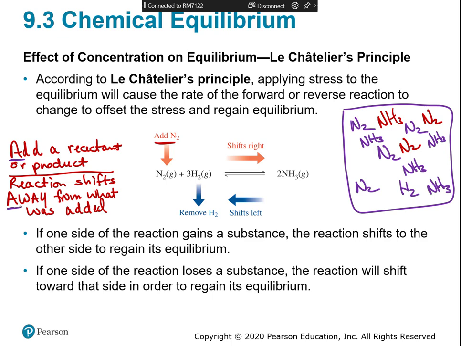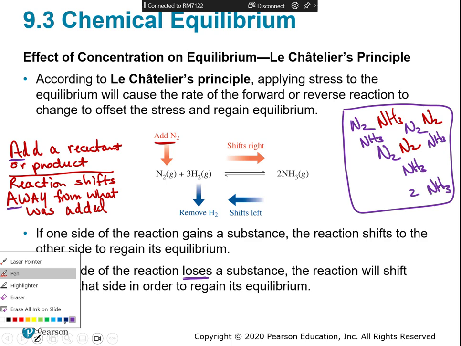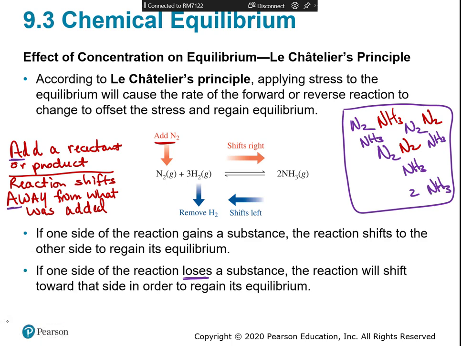He found the exact opposite, though, if he took something off. So if he took away reactant or product. If I was going to remove, I didn't want to remove hydrogen, I was just going to remove nitrogen. Well, they removed hydrogen in the example. So keep the N2. But if I take this hydrogen out, now there's no hydrogens. So the reactant side now has lost some.